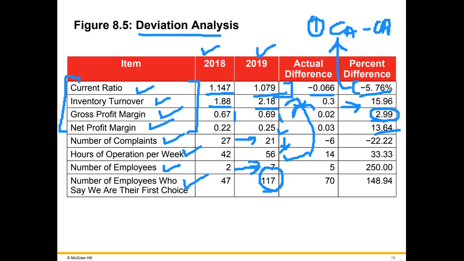This is phenomenal. It suggests that the company is earning a good repute among the employees, and whatever the deviation analysis suggests is positive progress by the company from 2018 to 2019. So all the figures are very encouraging.